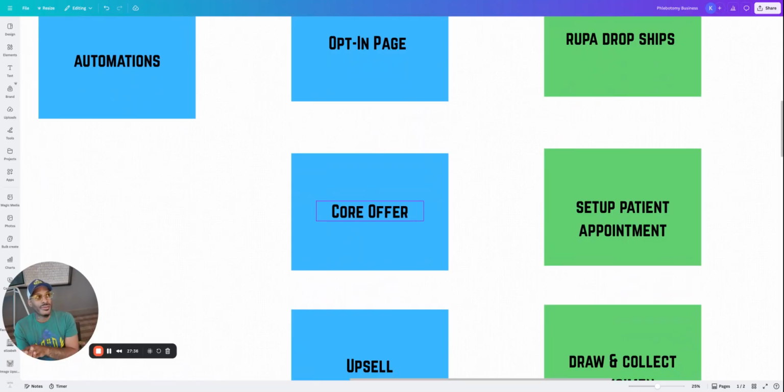So let's just say that core offer is a lipid panel. The lipid panel is going to be that core offer. Nothing else is going to be talked about. No CRP, no homocysteine, nothing else but that core offer, which is the lipid panel. Once the patient digests all that information and they say, hey, I want to move forward, I want to get it, okay, great. We're going to do this thing called an upsell.